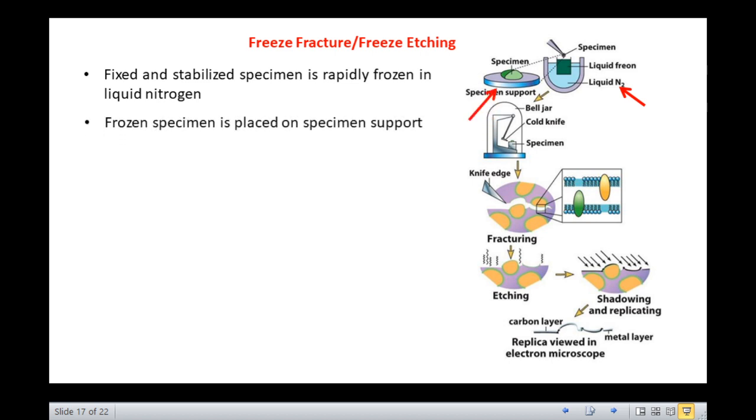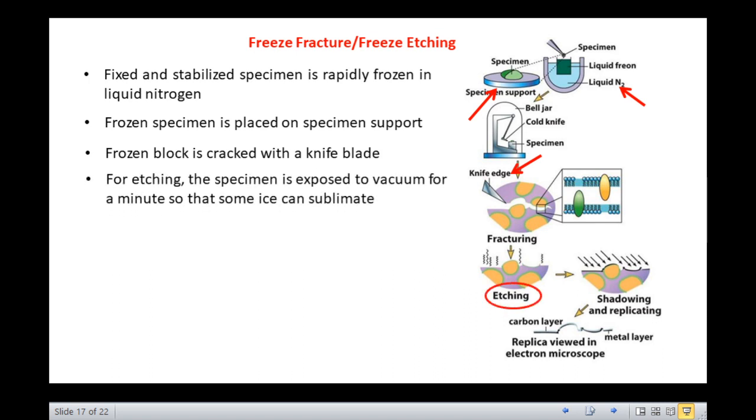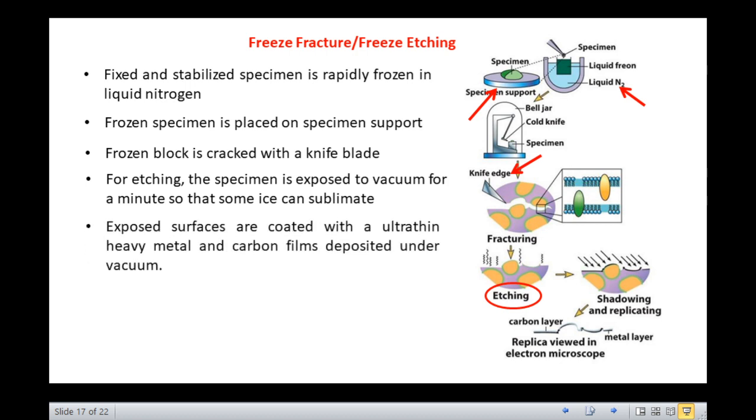The frozen specimen is placed on specimen support or the copper grid. The frozen block is cracked with a knife blade. The fracture plane often passes through the hydrophobic middle of lipid bilayers, thereby exposing the interior of the cell membrane. For etching, the specimen is exposed to vacuum for a minute so that some ice can sublimate and uncover more details. Exposed surfaces are coated with ultra-thin heavy metal and carbon films deposited under vacuum. The supporting layer of carbon stabilizes the structures which are uncovered by metal.